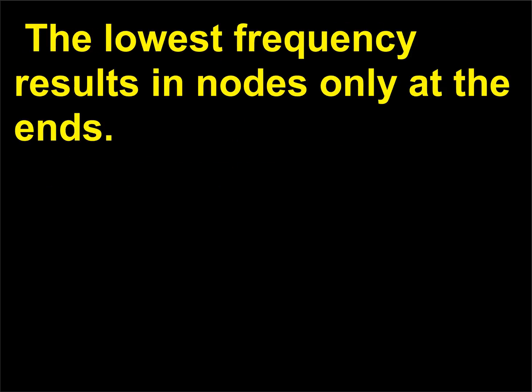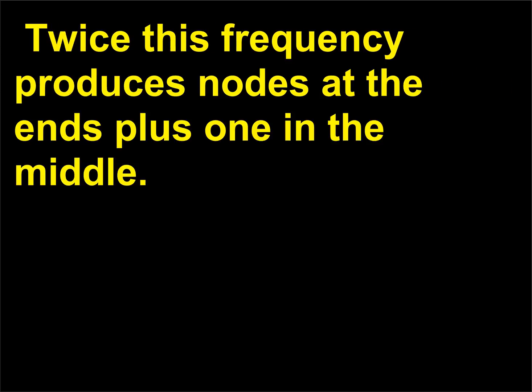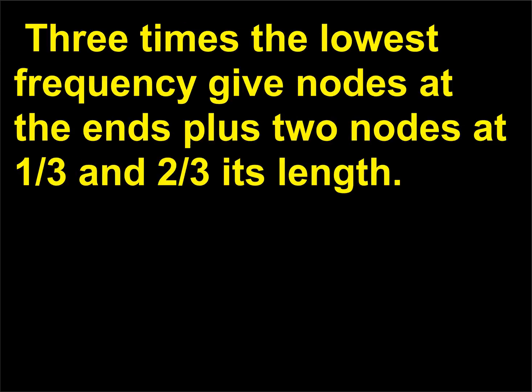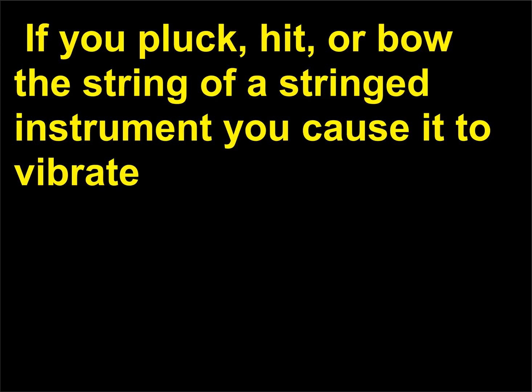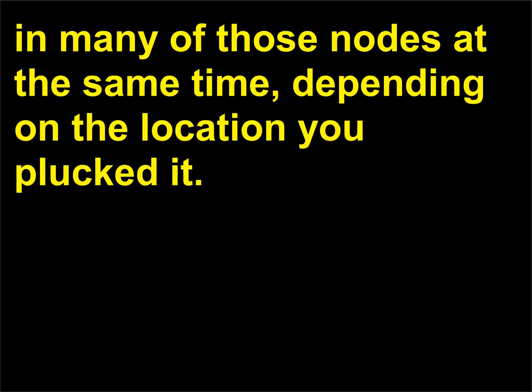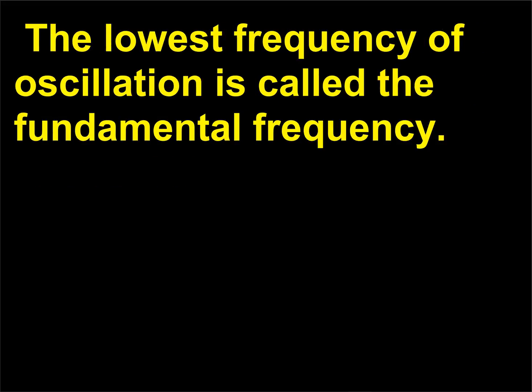The lowest frequency results in nodes only at the ends. Twice this frequency produces nodes at the ends plus one in the middle. Three times the lowest frequency gives nodes at the ends plus two nodes at one-third and two-thirds its length. If you pluck, hit, or bow the string of a stringed instrument, you cause it to vibrate in many of those modes at the same time, depending on the location you plucked it. The lowest frequency of oscillation is called the fundamental frequency.